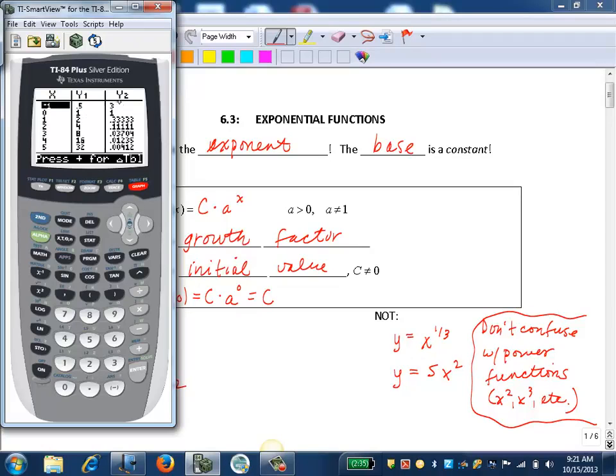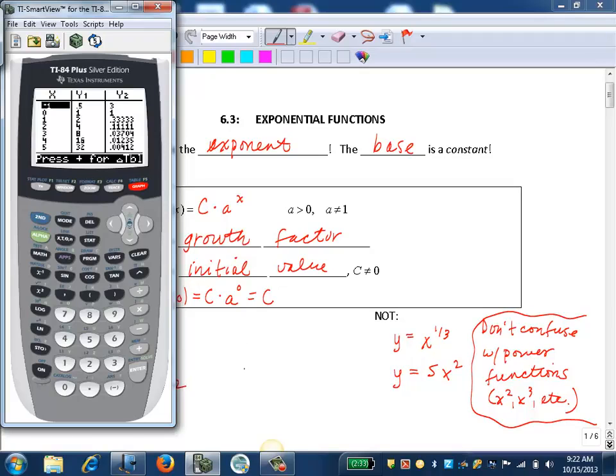Now if we look at y2, this was our 1/3 to the x function, and here as we go up 1 in the x value, 3 times 1/3 is 1. 1 times 1/3 is 1/3. So here, every time we move up one x value, we're growing, and in this case it's actually a negative growth, by a factor of 1/3. So that growth factor, the base of the function, is the factor by which the y value is going to grow for every increase in x.